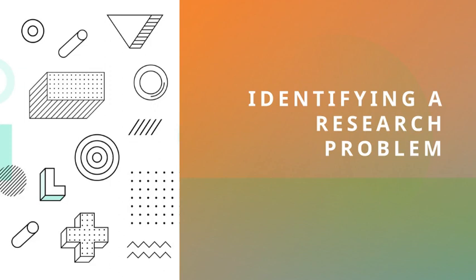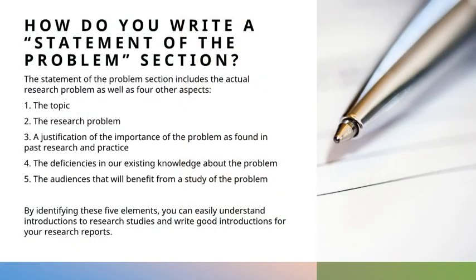Identifying a research problem. How do you write a statement of the problem section? The statement of the problem section includes the actual research problem as well as four other aspects. 1. The topic. 2. The research problem.